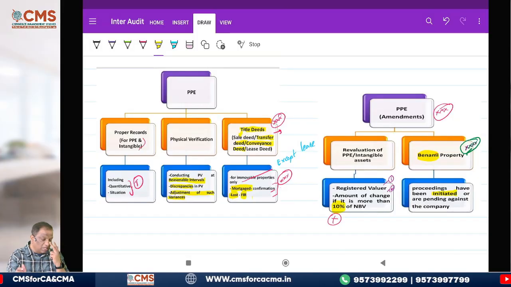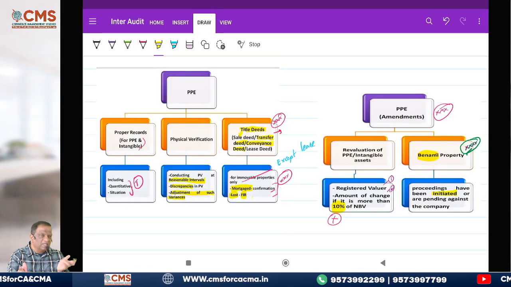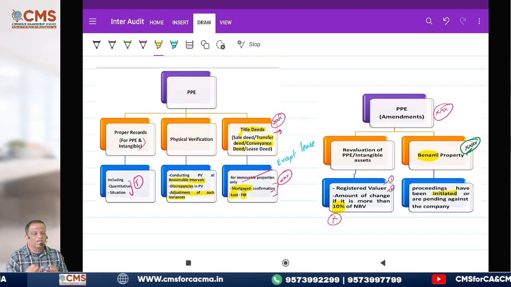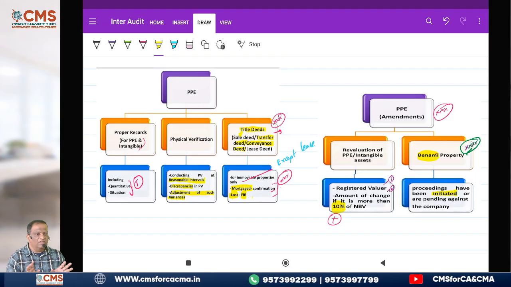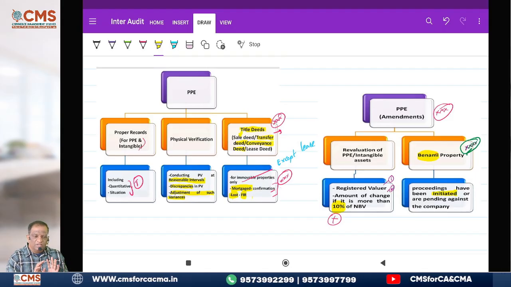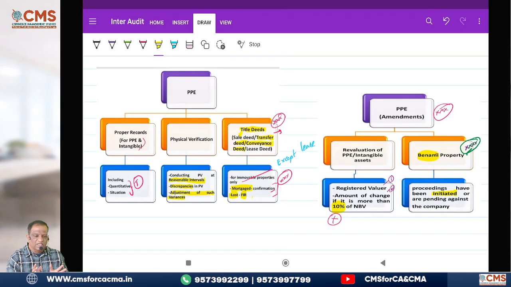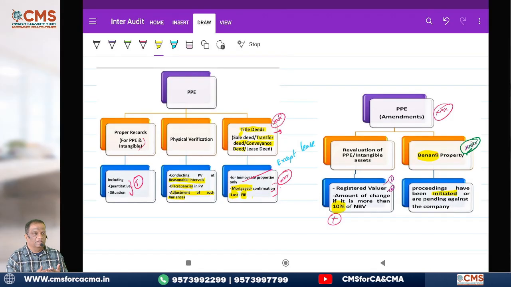Now I want you to tell me, because since this is important, let's revise. Now you tell me, for whom is CARO applicable? What is the one-line statement? All companies unless it is exempted. Now, is it applicable for foreign companies? Yes. And government companies? Yes. Now, for whom it is not applicable?